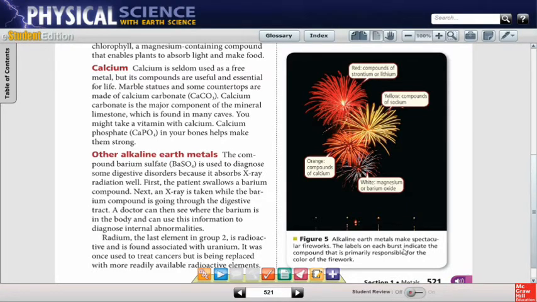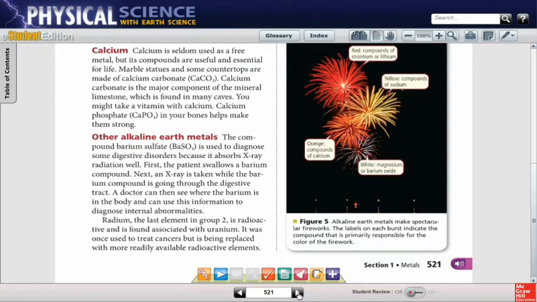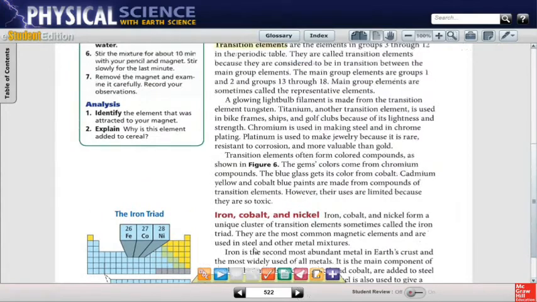The labels on each burst indicate the compound that is primarily responsible for the color of the firework. Wow. So red is compounds of strontium or lithium makes red. Yellow are compounds of sodium. Do you know that sodium was in fireworks? I didn't know that. Orange, compounds of calcium. White, magnesium or barium oxide. Well, that's kind of neat. Okay, let's go to the next page and see if there's any more pictures we want to know about.